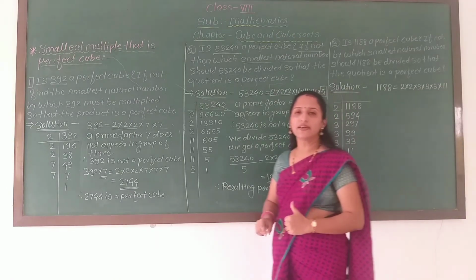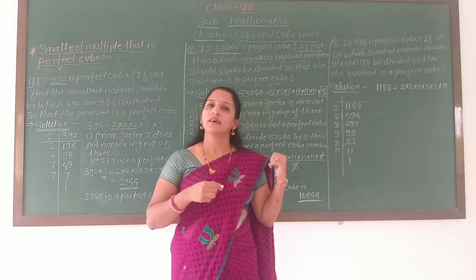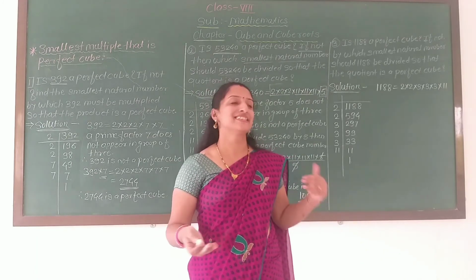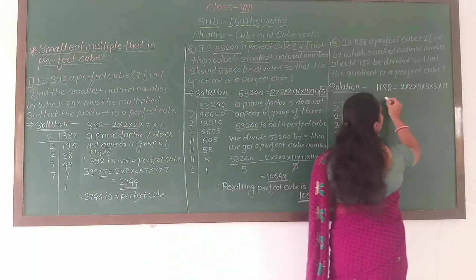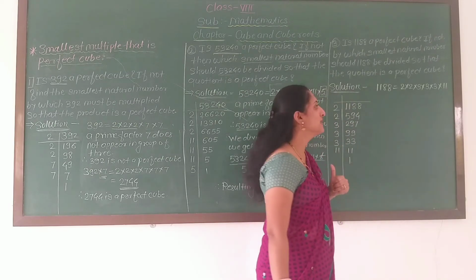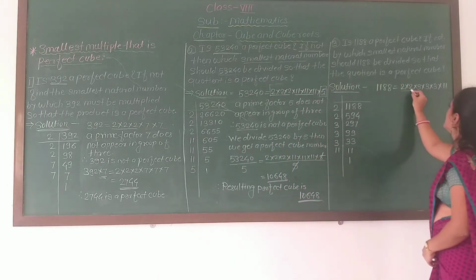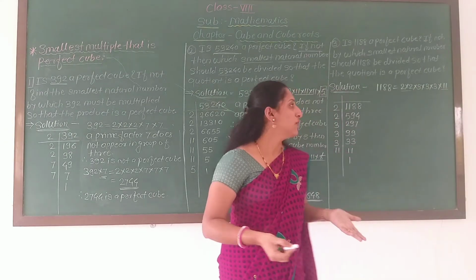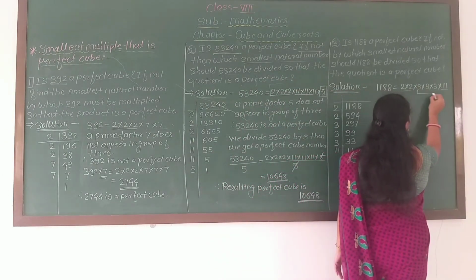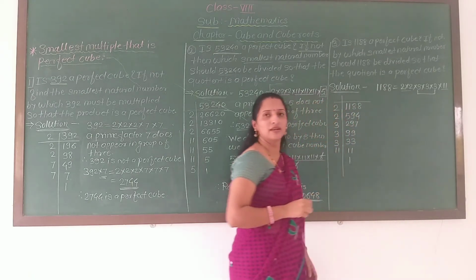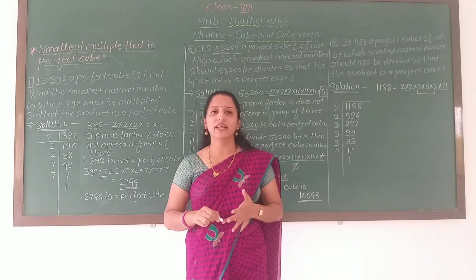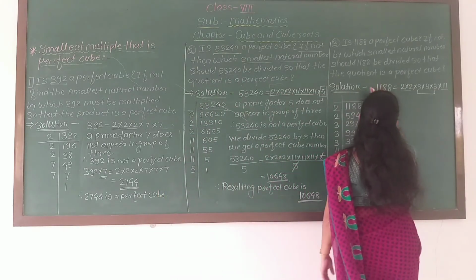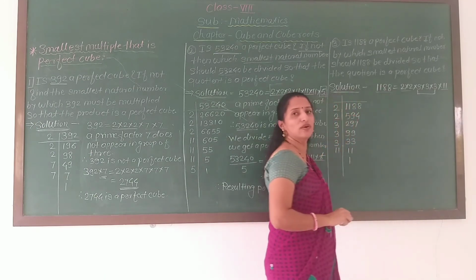Now observe these prime factors and tell me, is the number 1188 a perfect cube? Yes, correct. This number is not a perfect cube. Why is it not a perfect cube? Since the prime factors 2 and 11 do not appear in a group of 3. Only for 3 do we get a triplet. So the number 1188 is not a perfect cube.